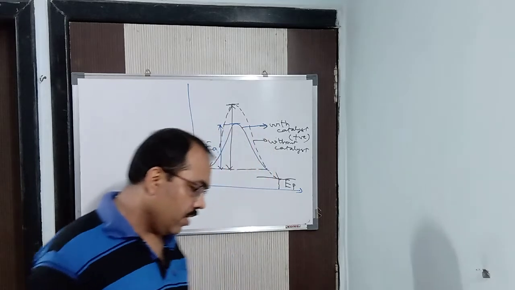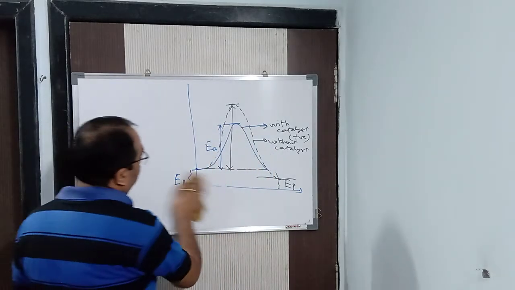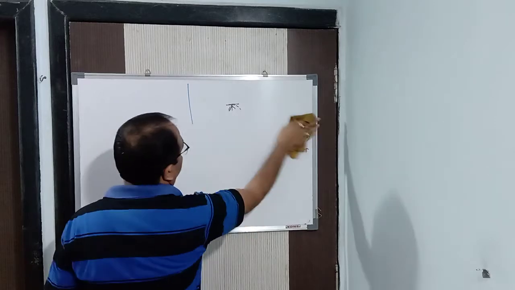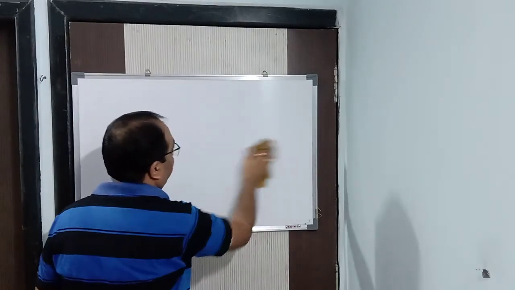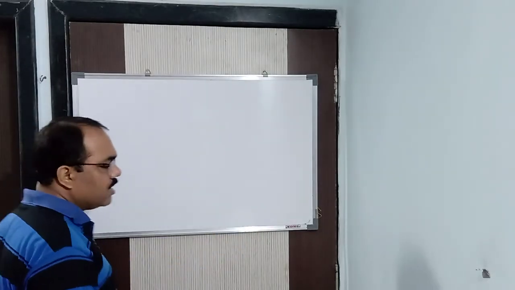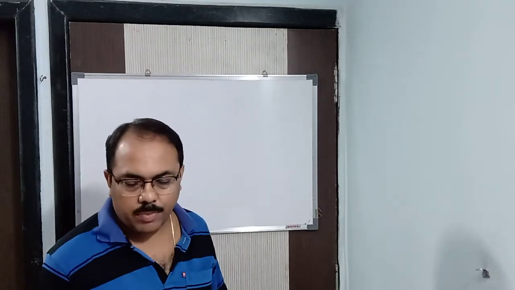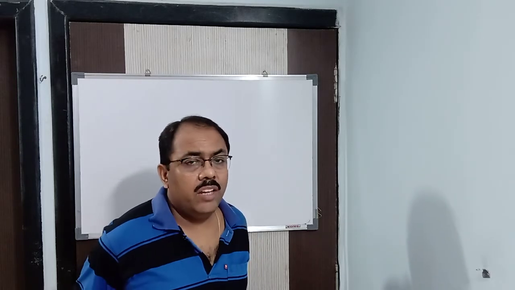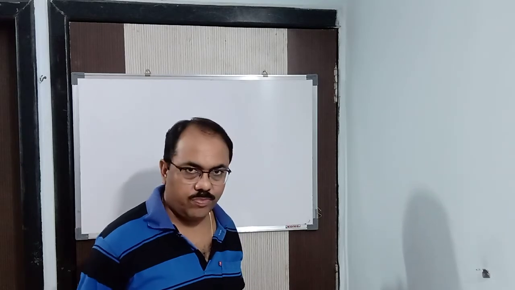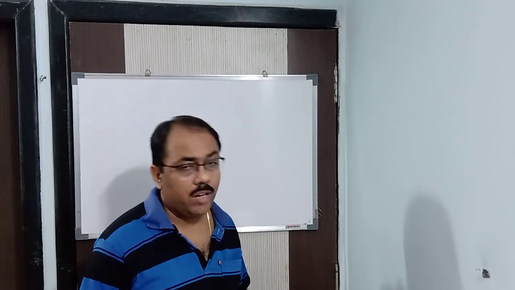Now next, the characteristics of the catalyst. You will find that catalysts are always required in traces, in very small quantities. Number two, at the end of the reaction you get back the catalyst. How much catalyst you have taken, you get that much back, and it remains chemically unchanged also. We can prove it. How can we prove it?